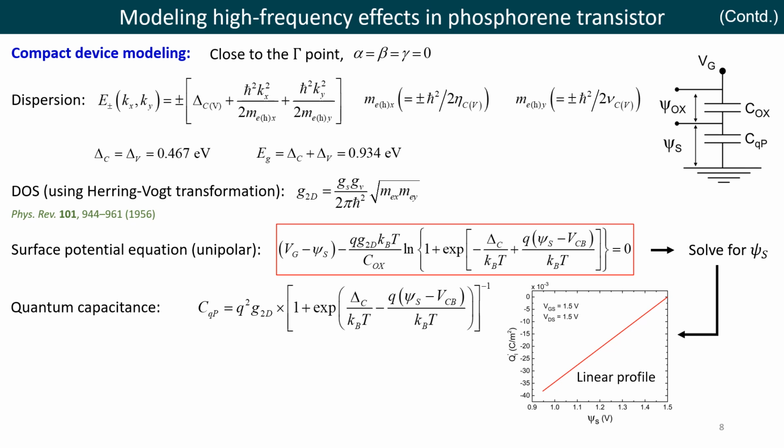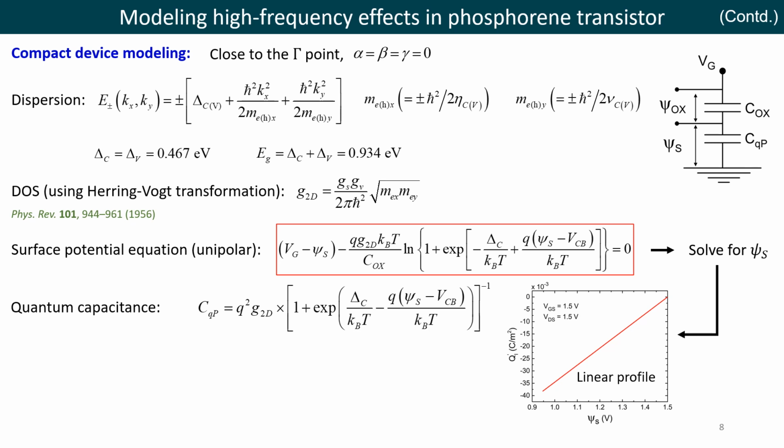Here delta C and delta V are the energy differences between the Fermi level and the conduction and valence band extrema respectively, with the Fermi energy set to 0. Thereafter, we can obtain the expressions of the density of states using the Herring-Vogt transformation, which is further used to obtain the carrier concentrations in phosphorene. The basic MOS capacitor structure under consideration is shown here to comprise two capacitors in series. The first one is the oxide capacitance Cox and the second is the quantum capacitance of phosphorene CQP. Psi s is the surface potential at the oxide semiconductor interface.